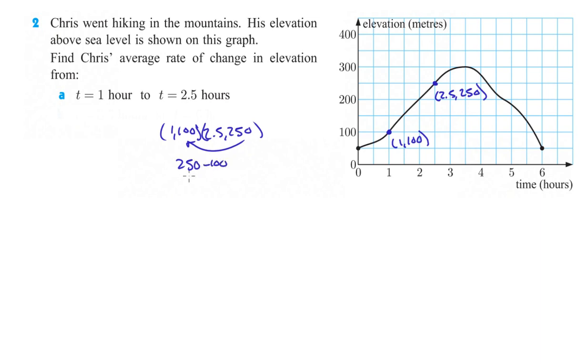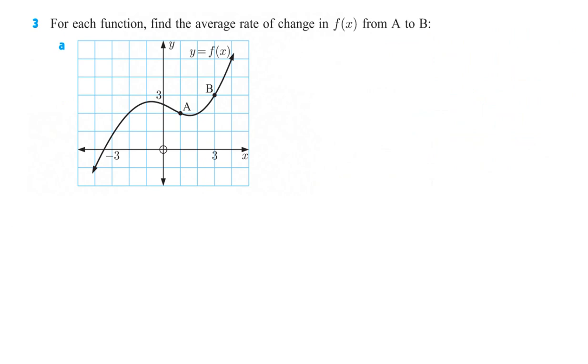250 minus 100 over 2.5 minus 1. So that's what, 150 over 1.5. So that's going to give us 100. 100, and that is meters per hour. That's the average rate of change in elevation in the first hour and a half. Every hour they're going up 100 meters. Okay? All right.